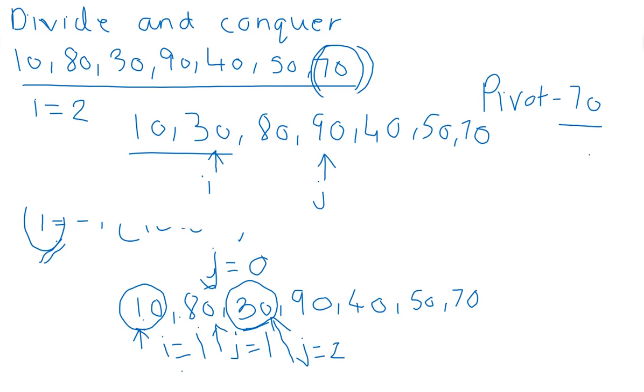Now, is 90 less than or equal to 70? No, so I'm going to increment my j. Now j is here. Is 40 less than or equal to 70? Yes, it is. So I need to place this 40 here. I'm going to increment i, and I'm going to swap 40 with this 80.